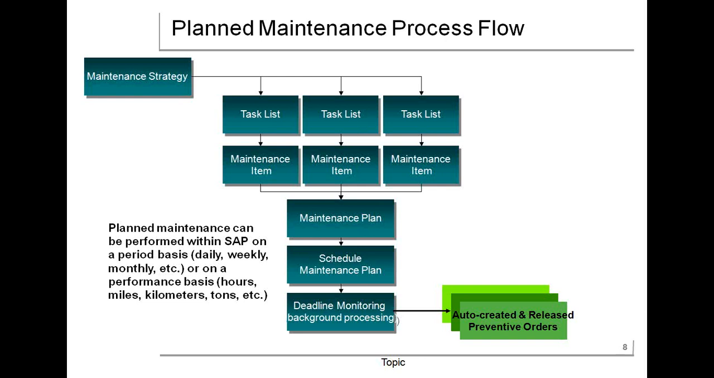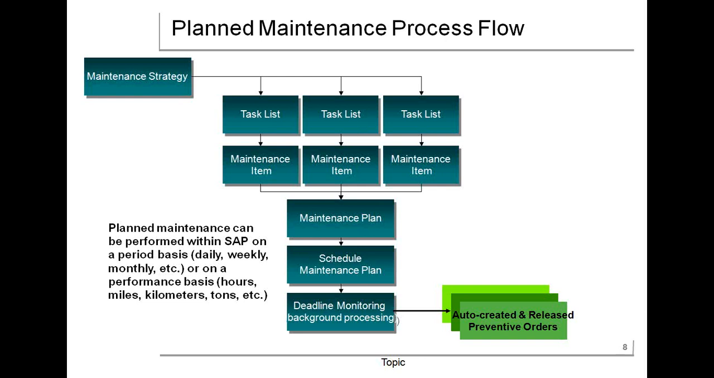Planned maintenance can be performed with SAP on a periodic basis (daily, weekly, monthly, etc.) or on a performance basis (hours, miles, kilometers, tons, etc.). When we do maintenance daily, weekly, or monthly, that is called time-based maintenance, because we do the maintenance activity based on time. When we do maintenance with respect to running hours, running miles, running kilometers, or a production volume of tonnage, that is performance-based maintenance, because the machine has performed to a certain extent and then we do the maintenance activity.